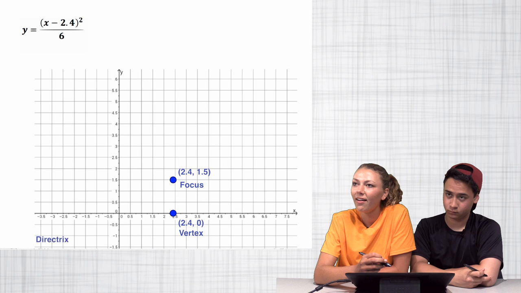To locate the directrix, Keoni placed a line 1.5 units below the vertex. Sasha said that the equation for the directrix is y equals negative 1.5 because every point on the directrix is 1.5 units below the x-axis. Then, Sasha and Keoni found many points on the parabola by substituting different values of x into the equation and solving to find the corresponding values of y.